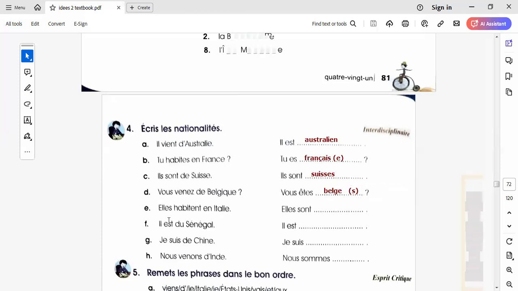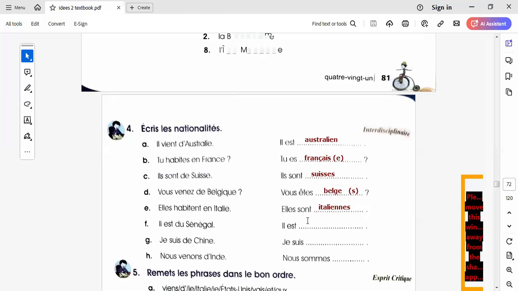Elle habite en Italie. They live in Italy. Elles sont, they are. Again, this is feminine plural form. So we have to write down ITALIEN. Masculine form is ending with IEN. To convert into feminine, we double the last N and then ES.